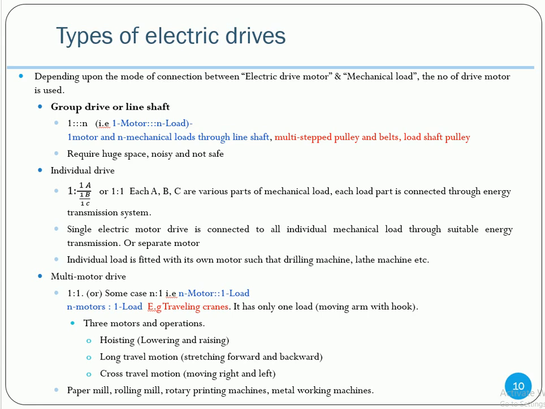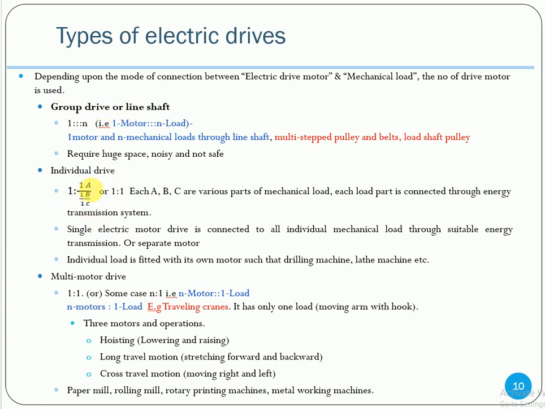The next one is the types of electrical drives. Generally they are classified into three types: group drive, individual drive system, and multi-motor drive system. The group drive is the simplest one. Group drive means 1:n: only one motor with n number of loads connected to the system, through a belt arrangement. So it is called a group drive system.